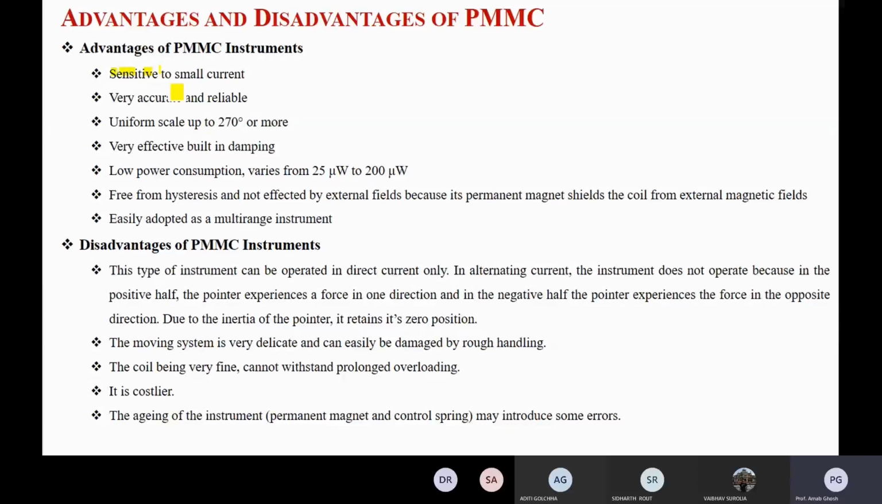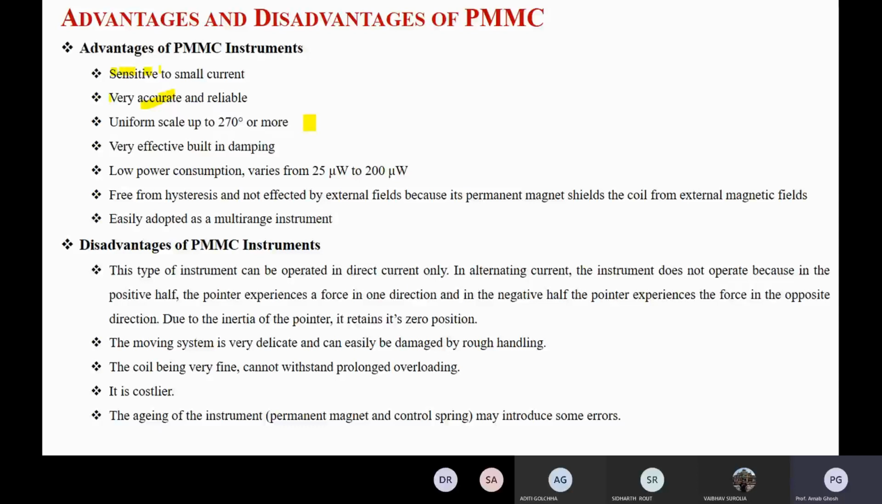Next is that it is very accurate, because all of you know the definition of accuracy: how close to the true value it can measure. If you observe the error calculations, absolute error and percentage error, you can understand that in the case of the PMMC instrument the overall accuracy is comparatively very high compared with other electromechanical or analog instruments.